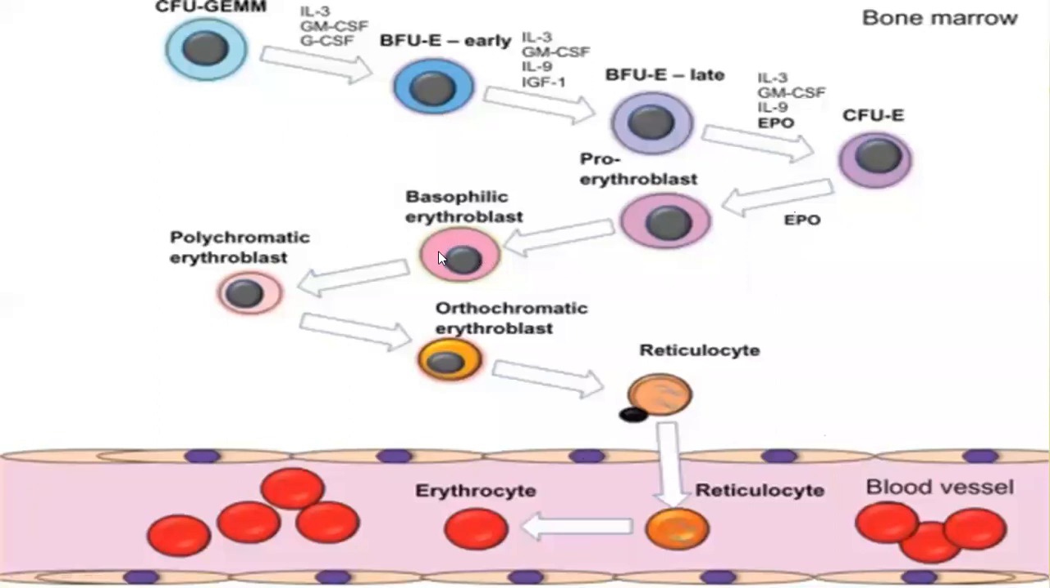Then later on, you start producing hemoglobin because now you have lots of ribosomes that are involved in the production of hemoglobin. Once you start producing hemoglobin, the color will start changing from basophilic to more eosinophilic. As a result of hemoglobin, the cell will change from basophilic erythroblast into polychromatic erythroblast. This polychromatic appearance is because of the hemoglobin that is accumulating here. From here, you also have other factors that are going to stimulate it to transform into orthochromatic erythroblast. The orthochromatic erythroblast has a full concentration of hemoglobin, but you still have a pyknotic, or condensed, nucleus.